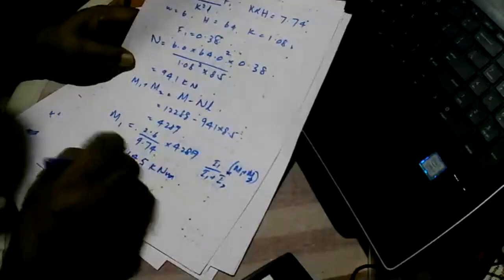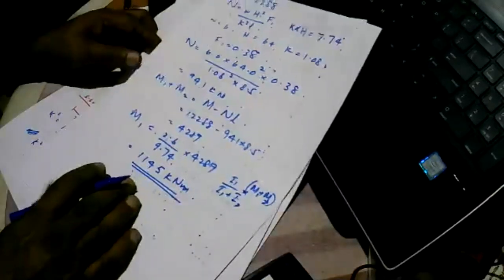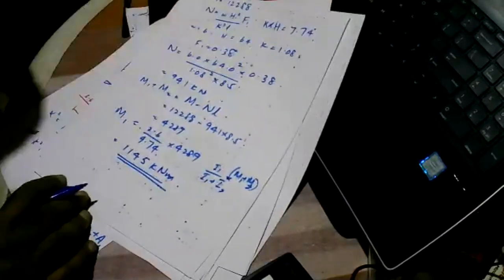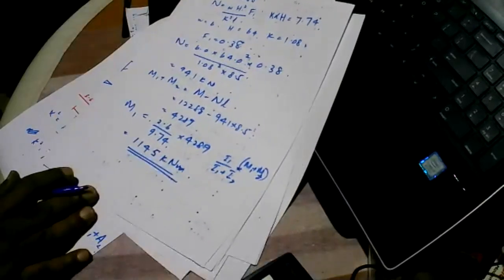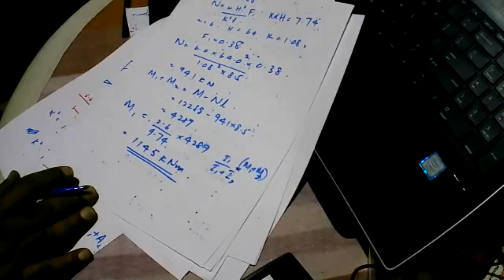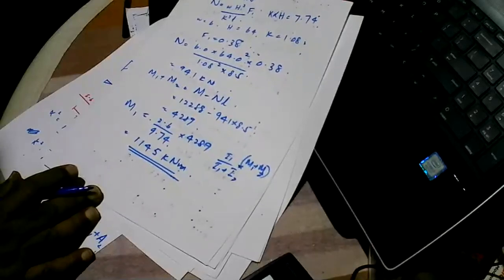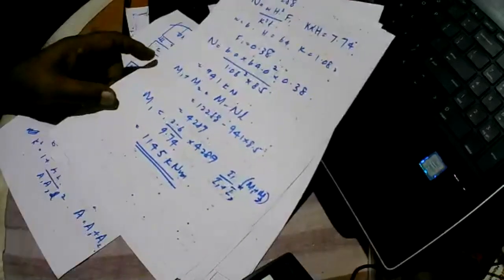Now you can see the effect. The coupling action, before the coupling action, the moment was 9,280. Now the moment has reduced to 1,145. So you can see the effect of coupling action. Is that clear? Yes, sir. Right. Now we can move to the next step.